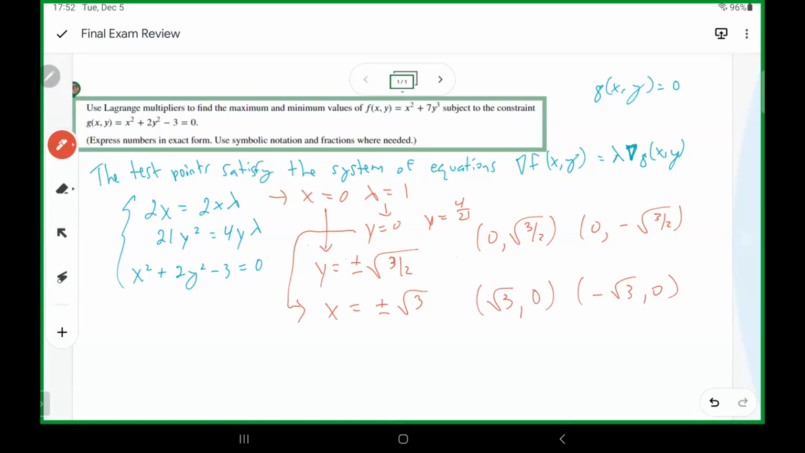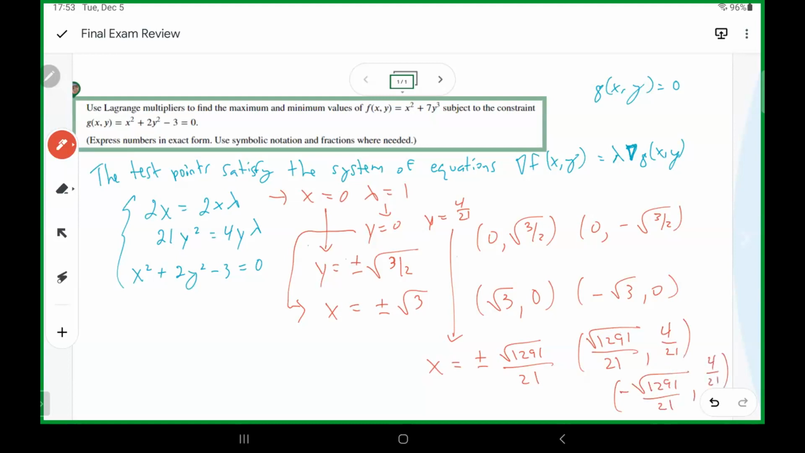All right, for y equal to 4 over 21, the third equation would give us x equals plus or minus square root of 1291 over 21, which gives us (square root of 1291 over 21, 4 over 21) and (negative square root of 1291 over 21, 4 over 21).